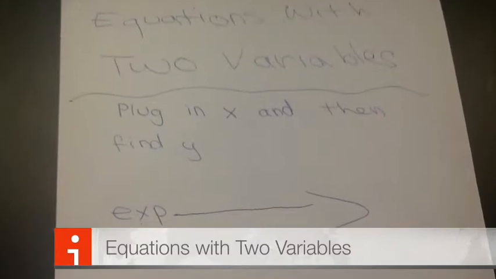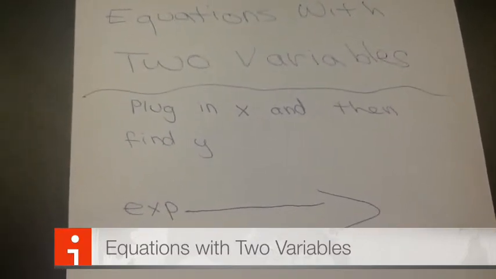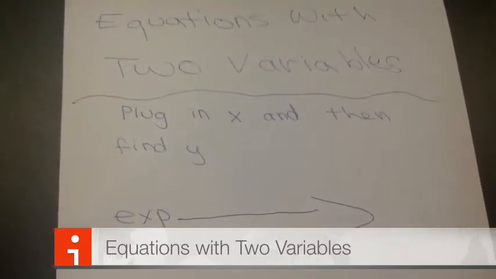Equations with two variables. Okay? You have 20 minutes to do your section. So if you have 10 slides, that means you then have 2 minutes for each slide.